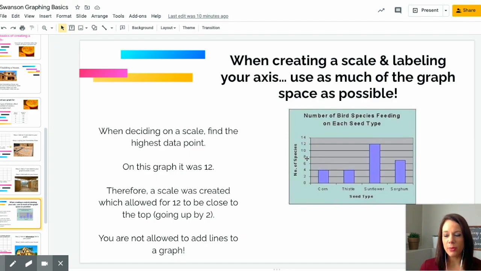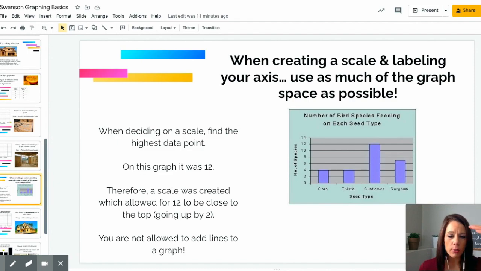One common thing I see with kids is they start going up by 1s and then they realize that, oh shoot, it's not going to work. And then they start adding lines to the graph and adding rows. You can't do that. So finding an appropriate scale, start by going up by 1s. If that doesn't work, go up by 2s, then maybe 5s, 10s, 20s, until, again, that highest data set point should be somewhere towards the top of your graph. And sometimes it just takes a little bit of trial and error.